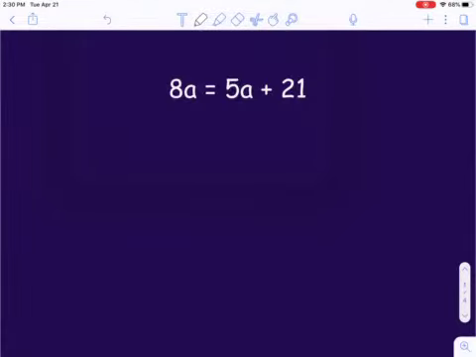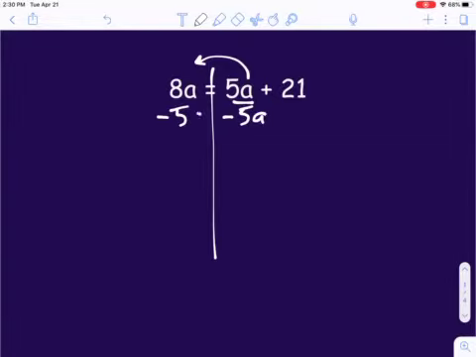Again, I'm going to change back to my color. All right, so we are going to start by moving this term over to the other side. So we have to do the opposite. It's positive right now, so we're going to subtract it. And whatever you do to one side, we have to do to the other side, so we have to do it over there. So 5A minus 5A gives us 0, obviously. Then you bring your 21 down, and that's what's left over here.